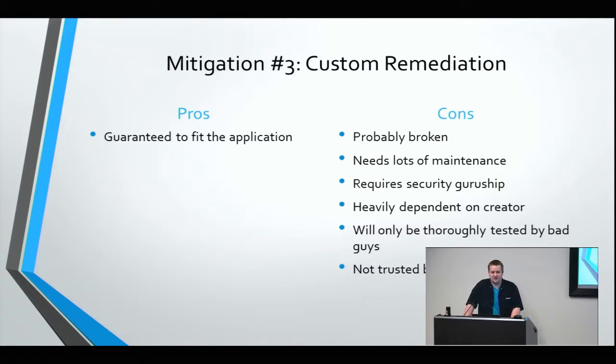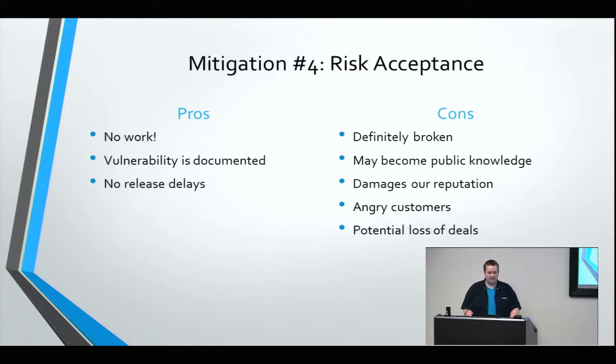If your customers are asking you what kind of protections you have in place, telling them, "Don't worry, I figured it out, I got it all protected on my desk," they're not going to like that too much. So if you don't want to do a custom remediation, or you can't, the last mitigation is risk acceptance. Pro number 1, no work, right? Woo, we're done. Send it to the documentation team, tell them, hey, this is broken, try not to tell too many people.